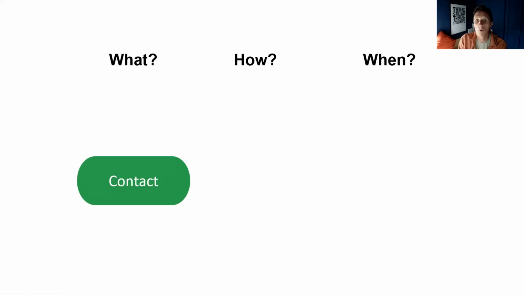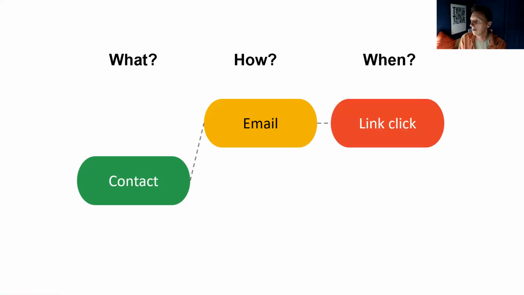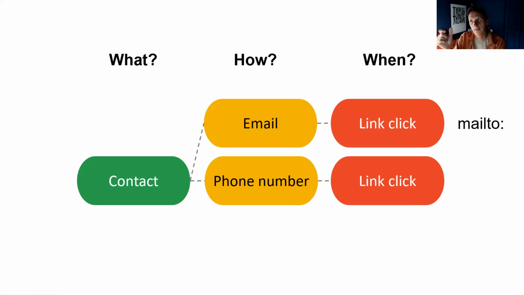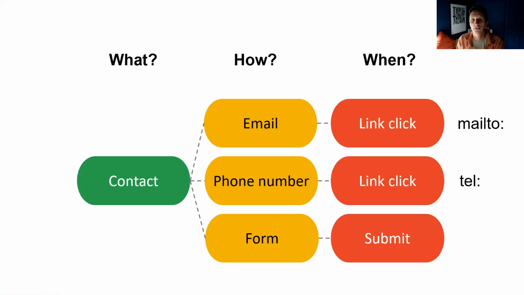So again, if we're thinking about our what, our how, and our when, we want people to get in contact with us. How are they doing it? One example is an email, and the when variable is a link click. The second is the phone number, so people clicking on phone numbers. Again it's a link click, but only when they're clicking the tel links, the ones beginning with that. And the third option is submitting forms as well. So there are three different ways people are getting in contact with you on your website.